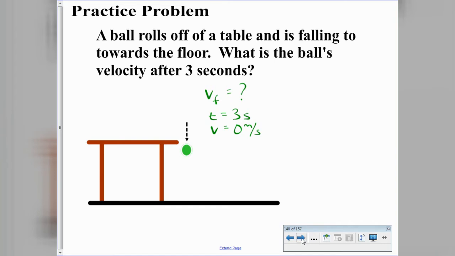but we also should realize that it is falling. It's in free fall.